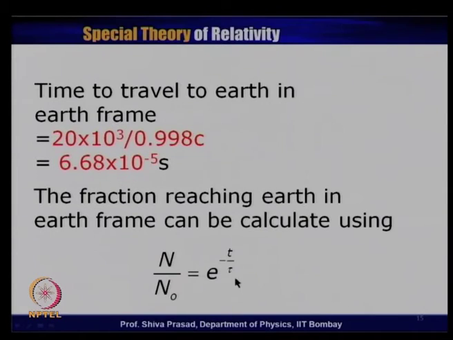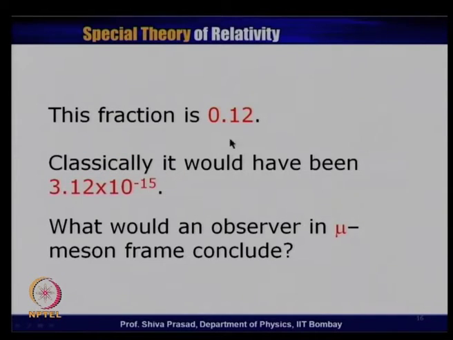So, I substitute these numbers, and in the next transparency I have given, this fraction turns out to be 0.12, which means approximately 12% of the mu mesons will be able to reach Earth, others would have decayed in between, because this is sort of a statistical process in which some will decay later, some will decay earlier.